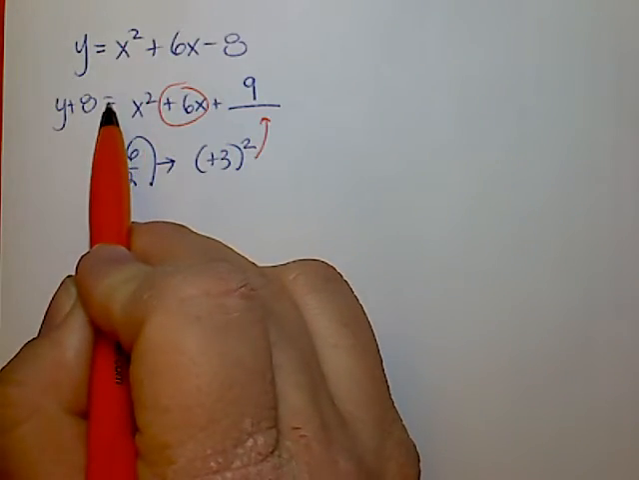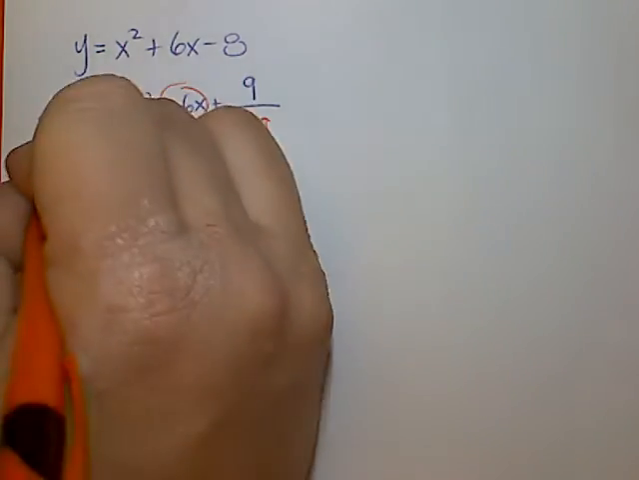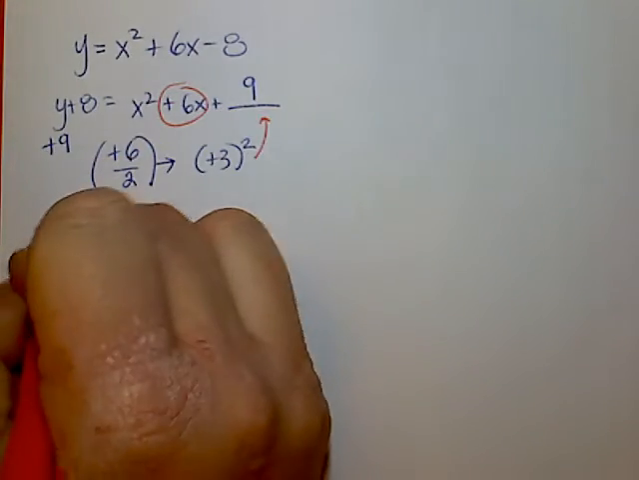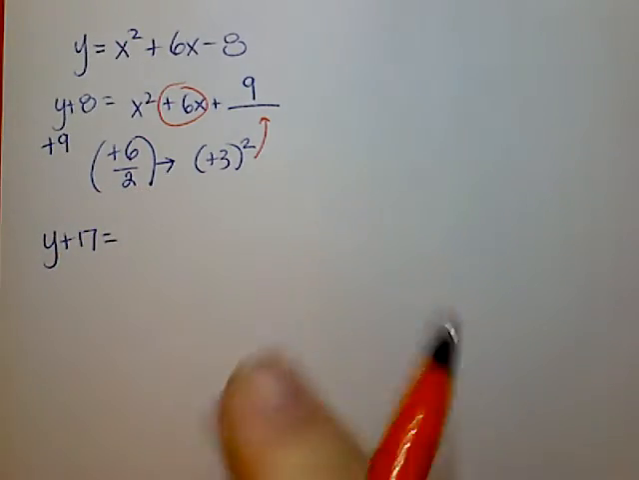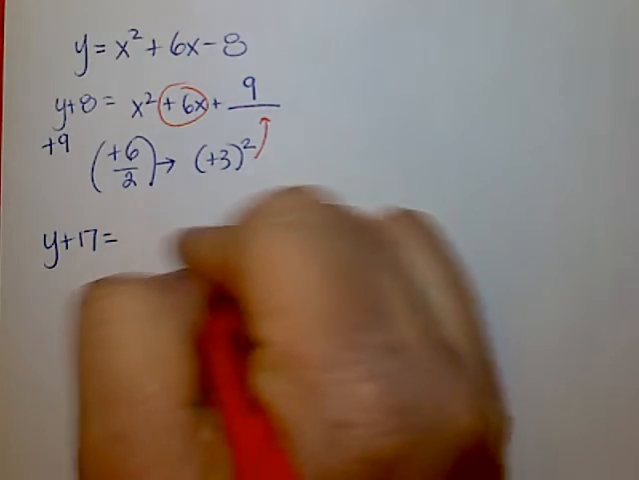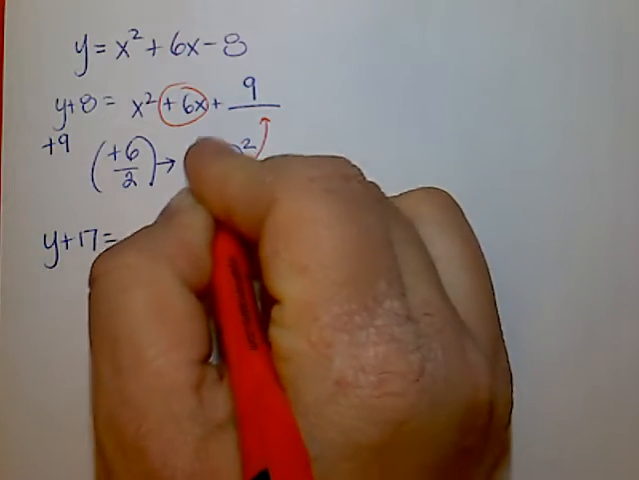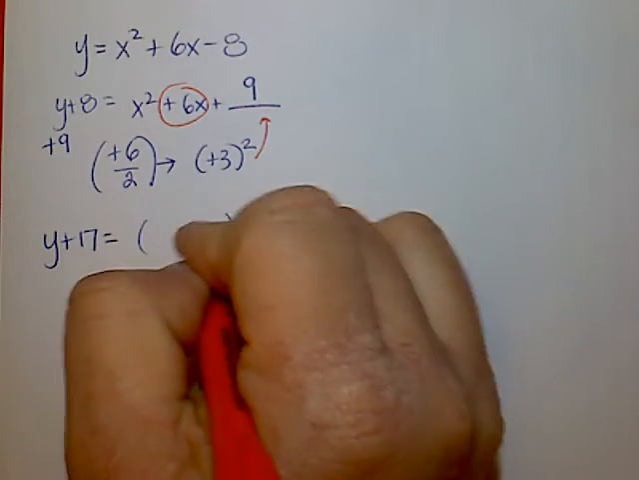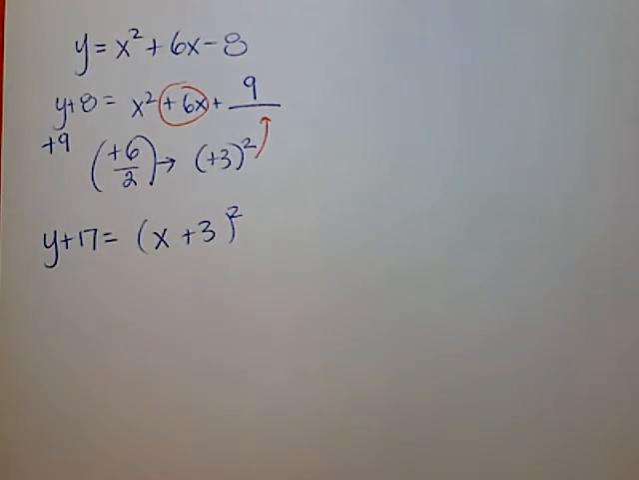To keep this equation balanced, whatever I add to the right, I must also add to the left. So y plus 17 is currently on the left. Now what do I do here? I take whatever was in this position, I write it down, and I throw an x in front.